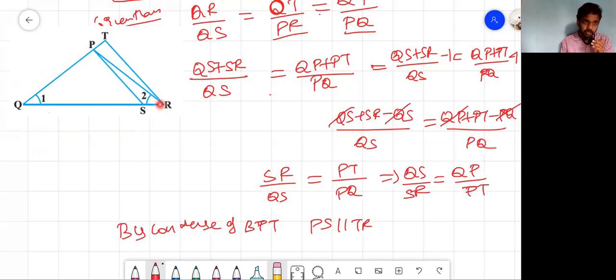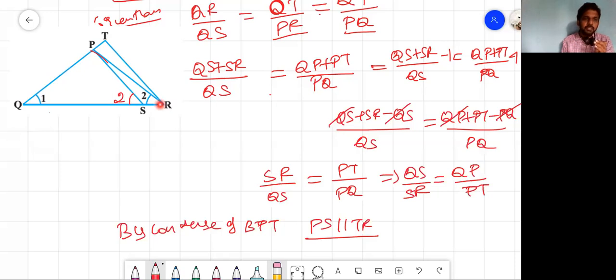So we have found that PS is parallel to TR, right? So we have found this. Using the parallel condition, which means corresponding angles, I can say that this angle is equal to angle 2. So this angle is equal to this angle. So I have already seen that angle 1 is equal to angle 2, right?